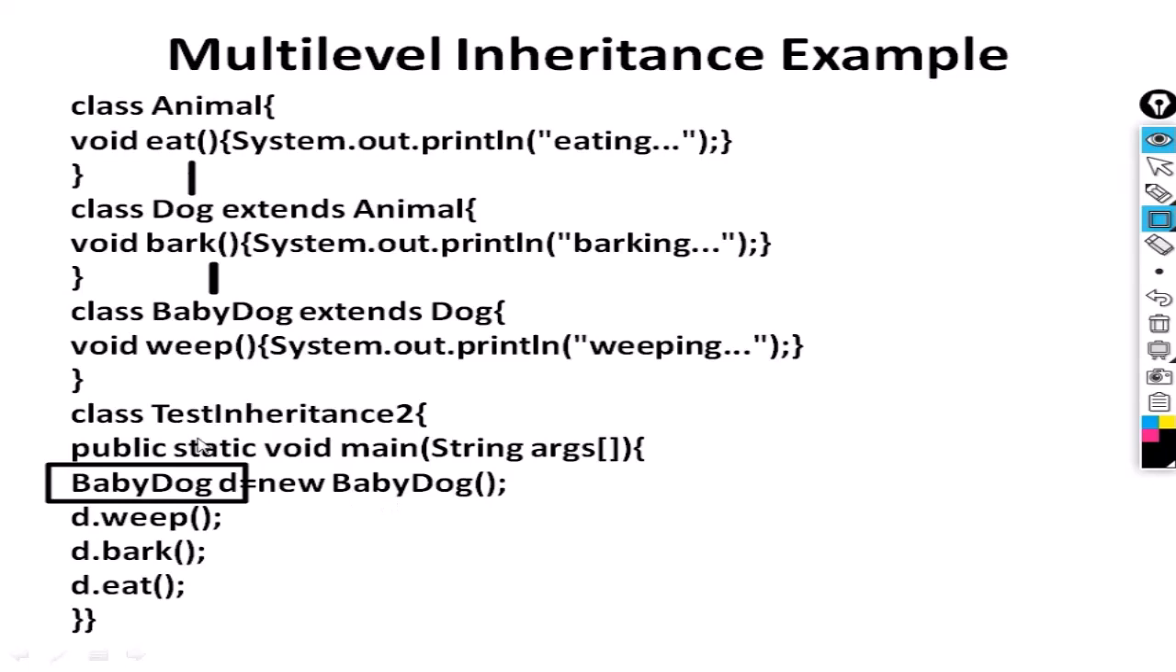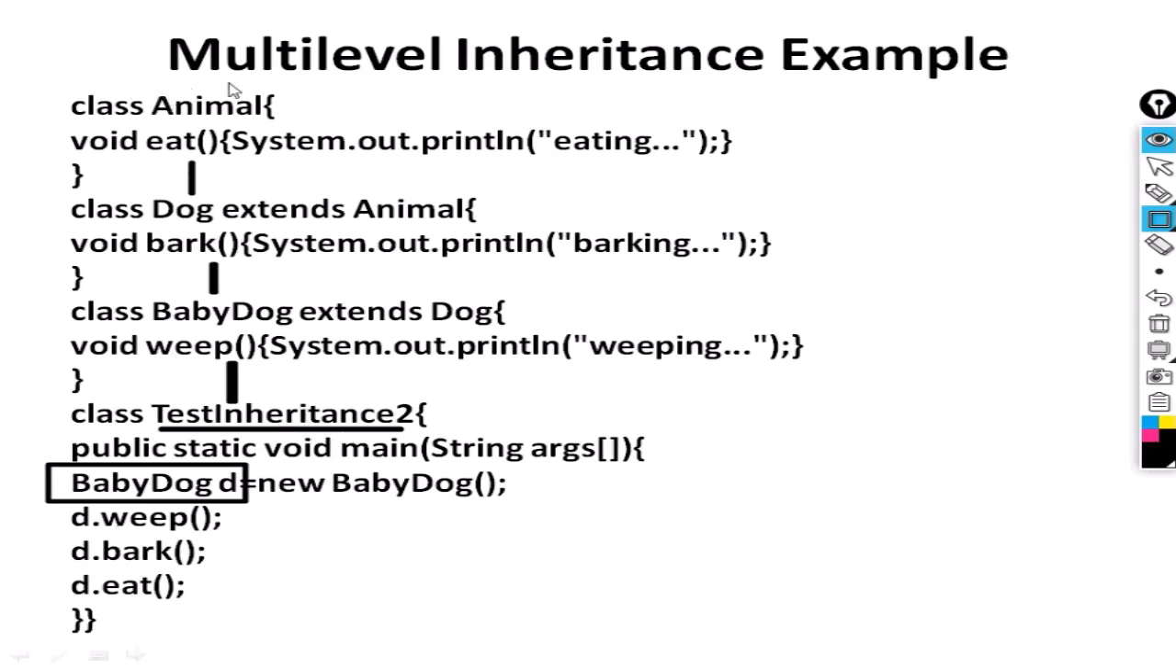Now test inheritance is another class which does not have any relationship. Test inheritance is a class. Test inheritance 2 is a class which does not have any relationship at all. The only thing is we have created a class to run the other classes.